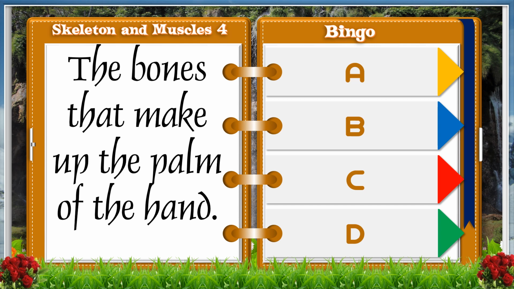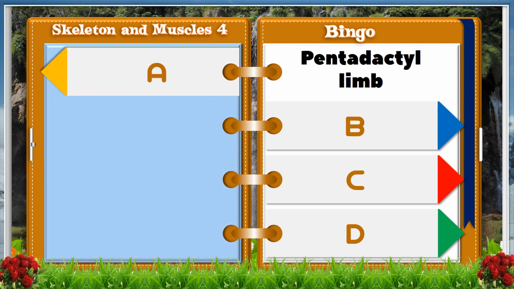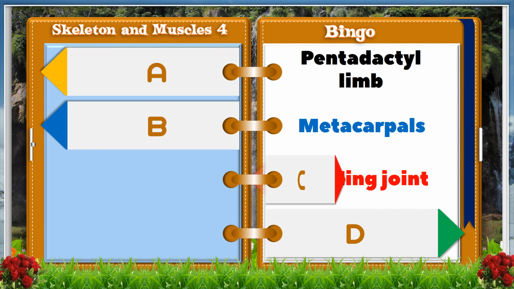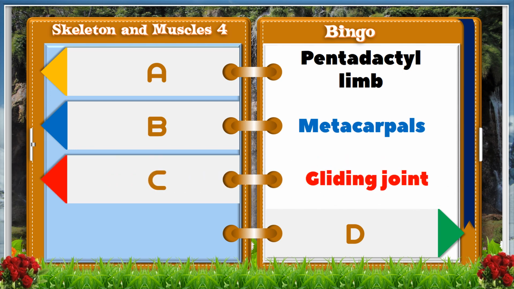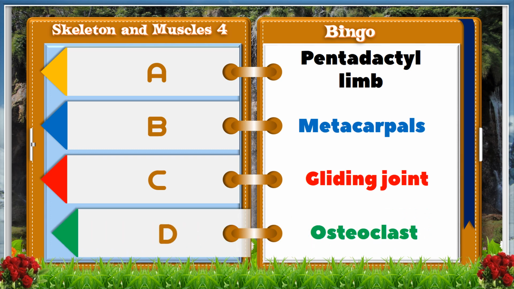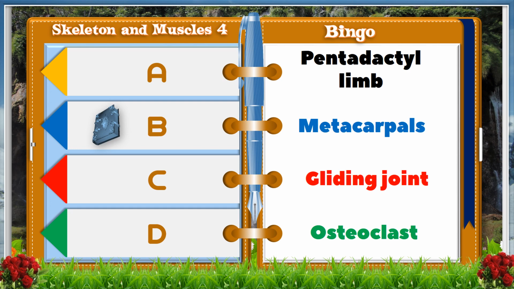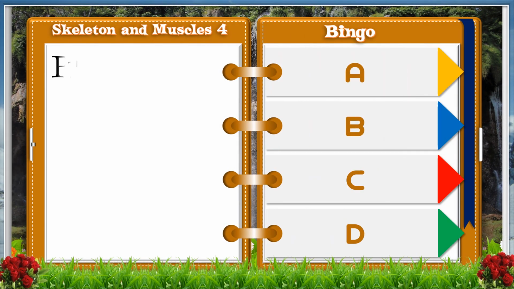The bones that make up the palm of the hand. A. Pentadactyl limb. B. Metacarpal. C. Gliding joints. D. Osteoclast. And the answer is B. Metacarpals.